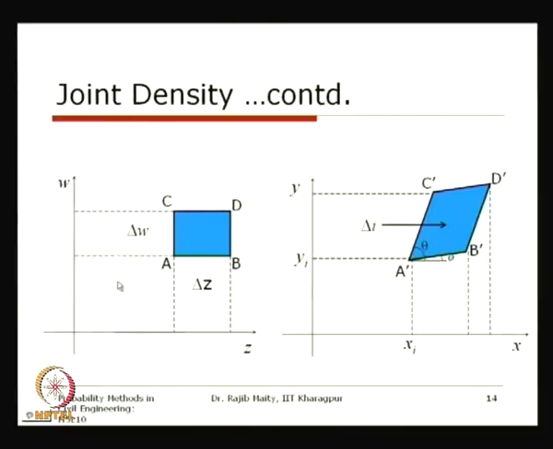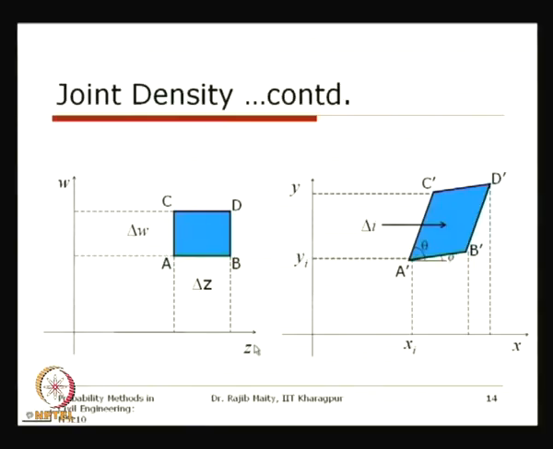So here you can see this is the plane which is made by z and w. The point that we are talking about, A, is the coordinate having that z and w. Now we have considered a small elemental area surrounded by A, B, D and C, and this AB is your delta z and this AC is your delta w.